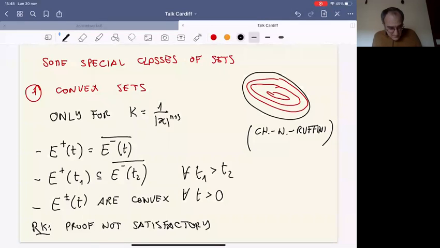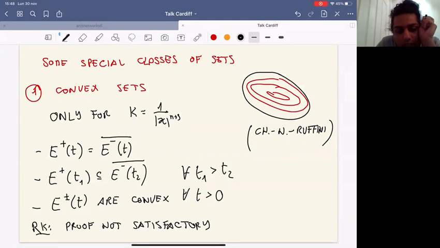Sorry, can I ask a question, please? Yes. So in this second line you have E plus of T1 contained in E minus of T2. Is that true in general, even if you take a different kernel? Your question is if this is true even for a different kernel? Yeah, because unless I wrote it down wrong, E plus is the set of points where U is bigger than or equal to T, and then E minus is where it's strictly bigger than T.